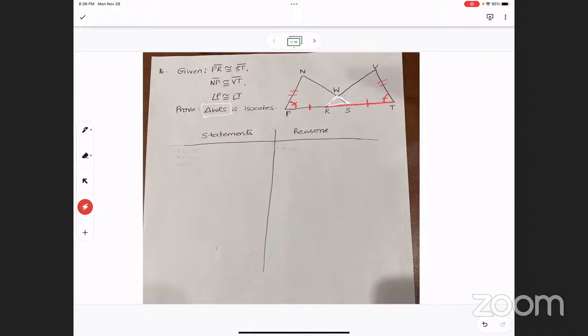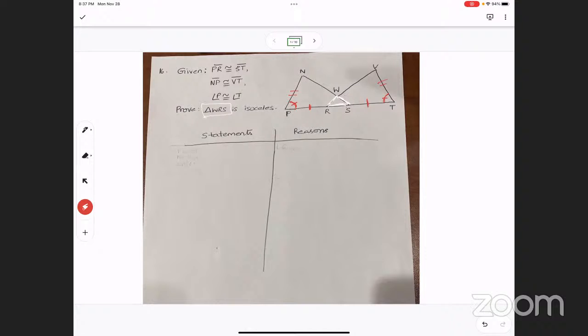And then I can say that this triangle right here, RTV, is congruent to triangle SPN by side angle side. Very good. Okay. Then once I have that, I can say that this angle is congruent to this angle by what? CPCTC. That's right, by CPCTC. Got it? So that's the plan of attack. Yeah. Okay. Does that make sense?